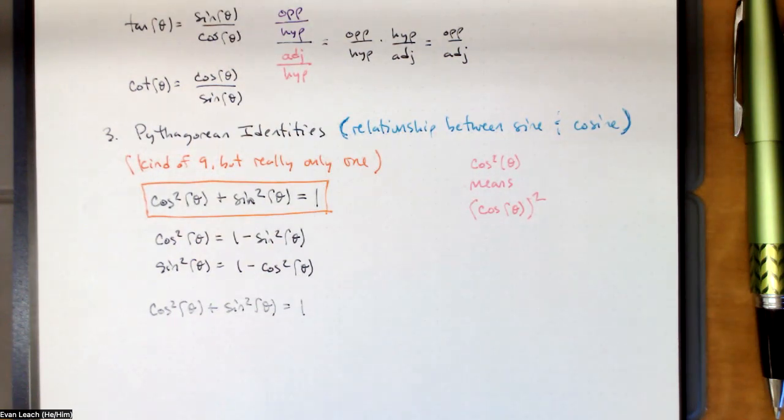There are variations on the Pythagorean identity to get, so this is 3, and I said they're kind of 9, but they're all related. Here's how we get another related one. So I take your basic equation, basic Pythagorean identity, cosine squared plus sine squared equals 1, and divide everything by cosine squared.